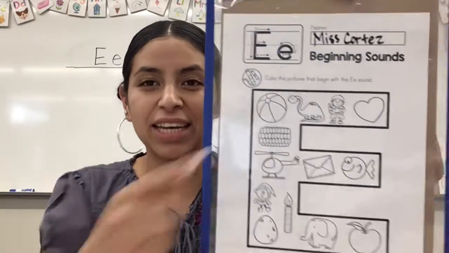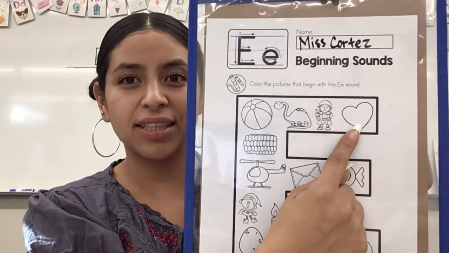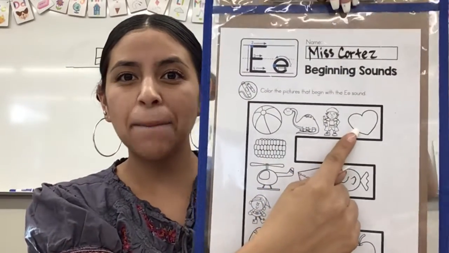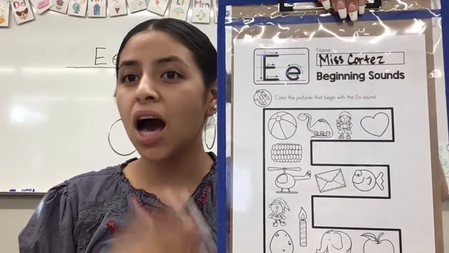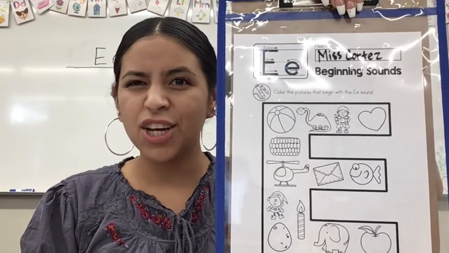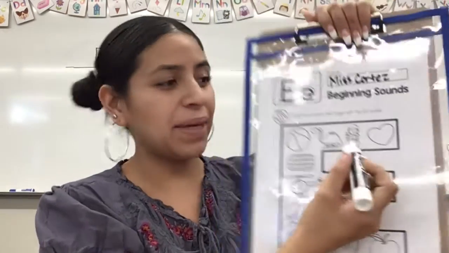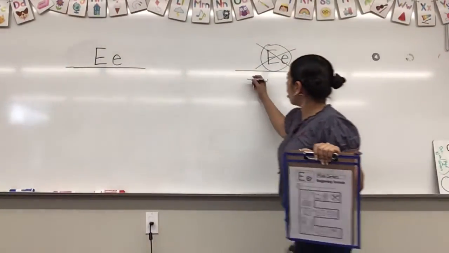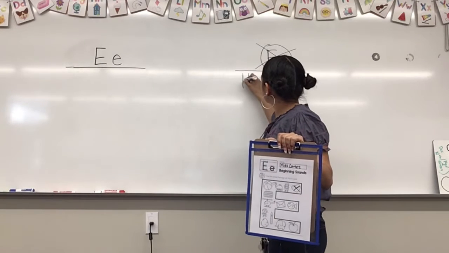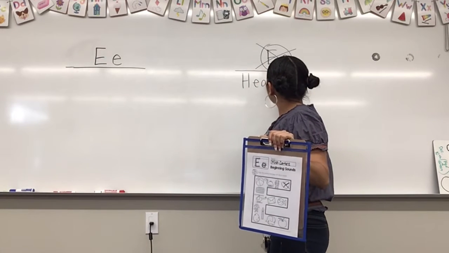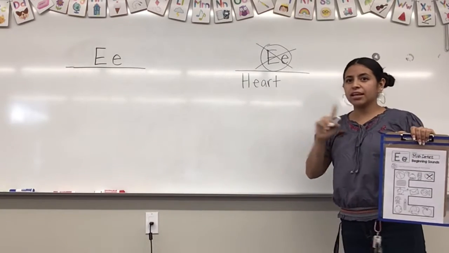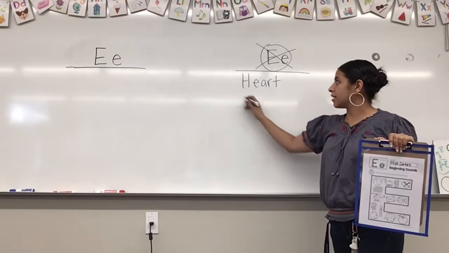All right, let's go ahead and get started with heart. Does the heart, does that begin with the letter E? Heart? No, right? That does not begin with the letter E. So I'm gonna put an X, but I'm also gonna write it on our board. Heart. Heart begins with the letter H, not the letter E. So we're gonna keep it on this side.